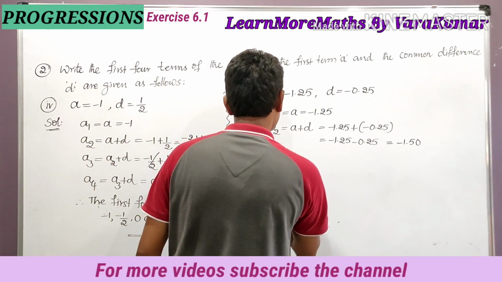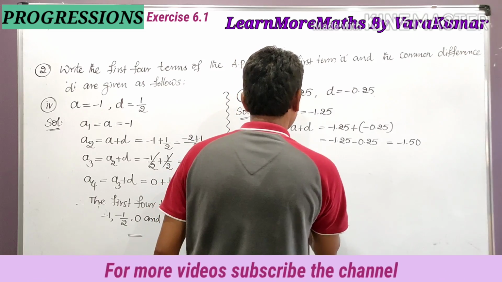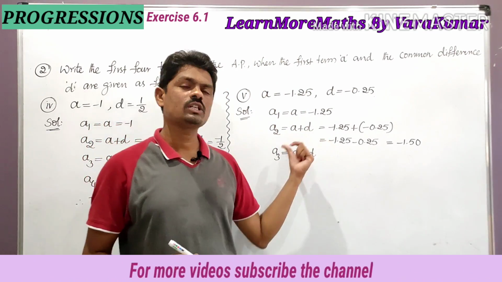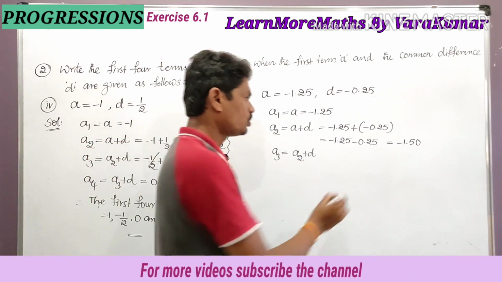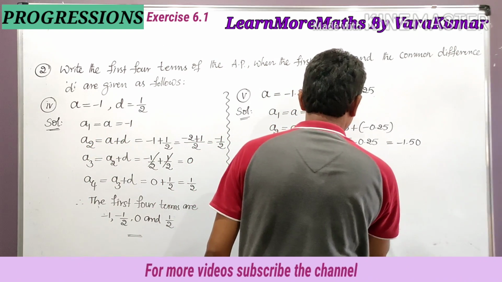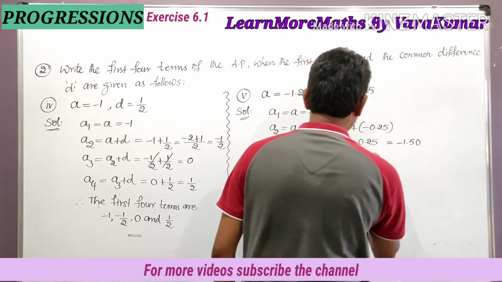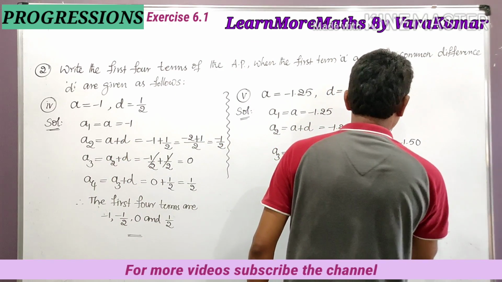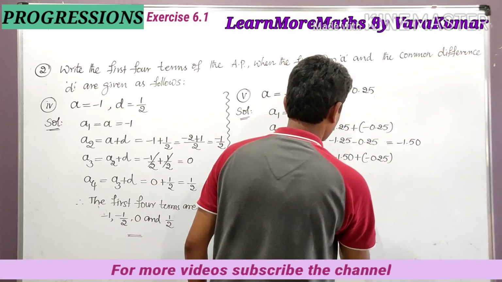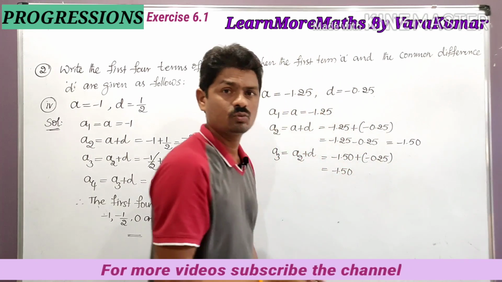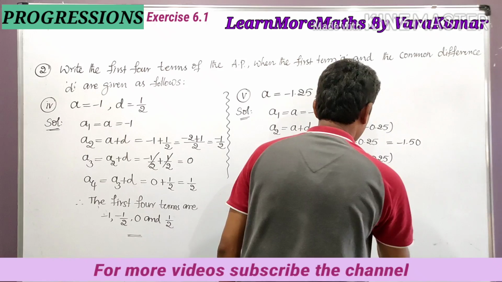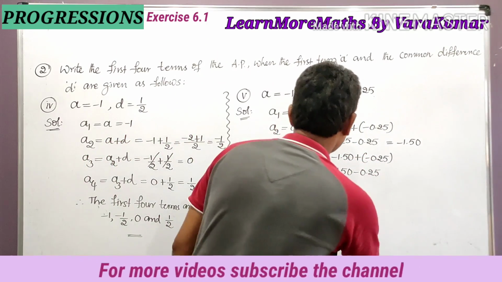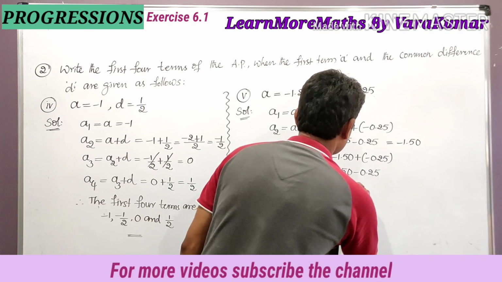So next, the third term a3 is equal to a2 plus d. By adding the common difference to the second term, we can get the third term. So a2 value we have minus 1.50 plus d value is minus 0.25. So by simplifying, minus 1.50 plus into minus, we get minus 0.25. So here, minus 1.75, student.